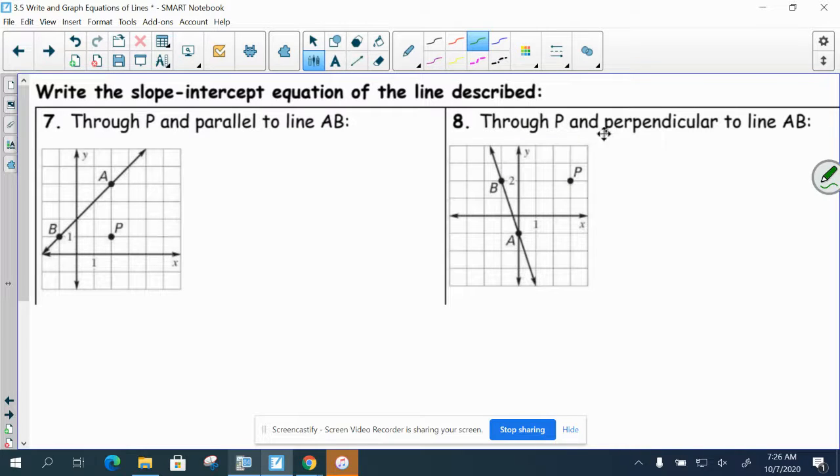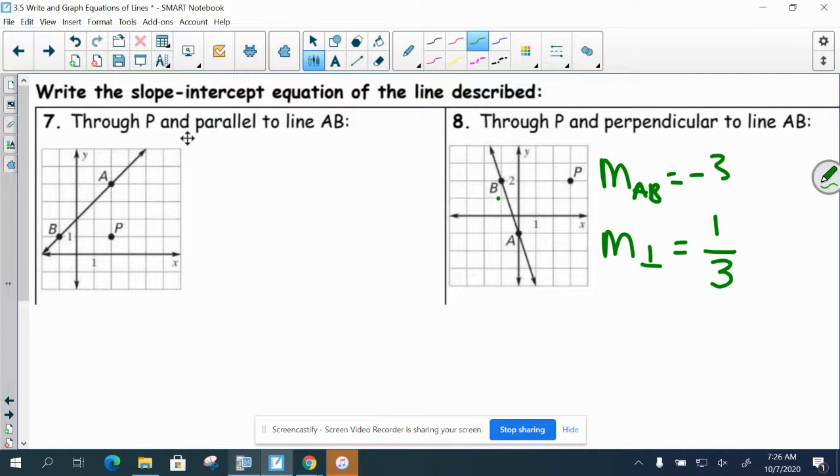Let's look at number 8. So it's through point P and perpendicular to line AB. So that would mean it's perpendicular to this line. We have to find the slope of line AB. So this would be just using the rise over run from B to A. We're going down 1, 2, 3 over 1. So -3 over 1, or just -3. So then the perpendicular slope, m perpendicular, would be positive, the opposite reciprocal, +1/3.